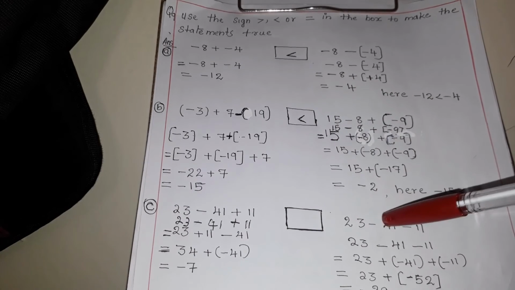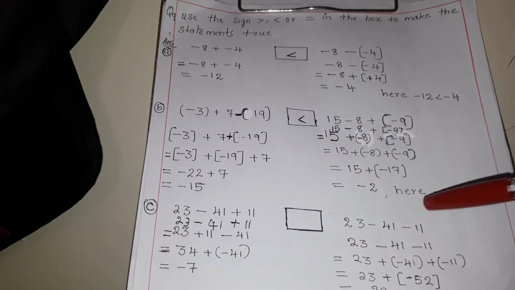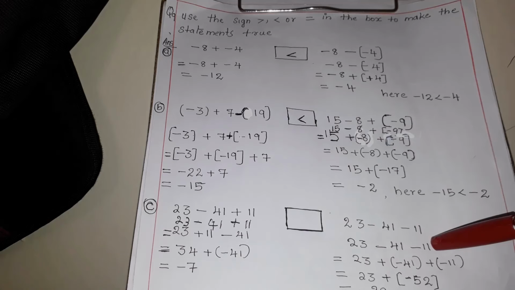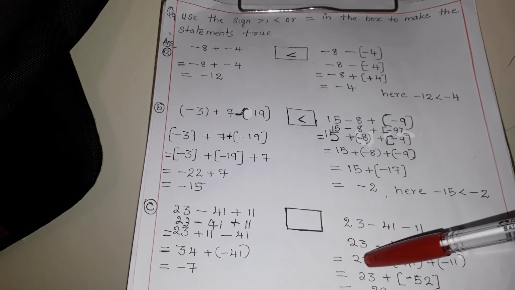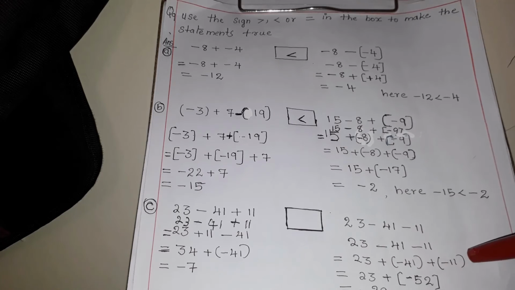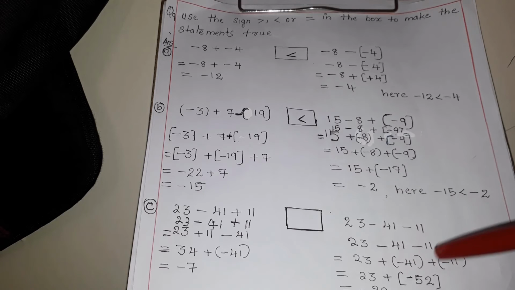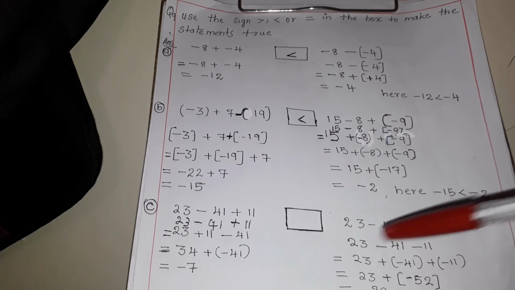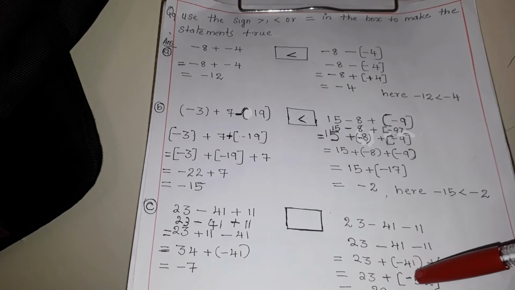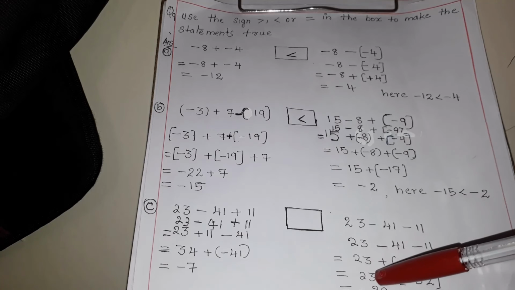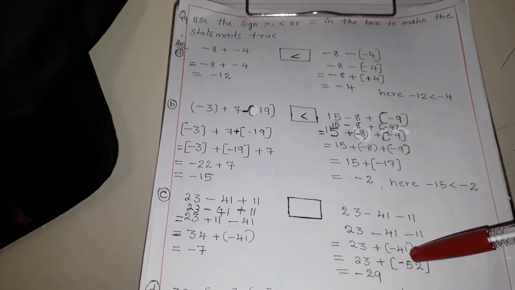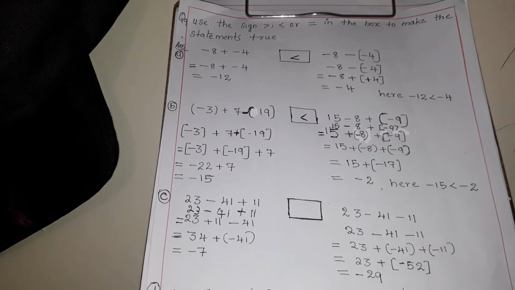Then 23 minus 41 minus 11. So write the question again. 23 minus 41 minus 11. Then we can write 41 like this, plus minus 41 plus minus 11. Then what is minus 41 plus minus 11? We get minus 52. Then 23 plus minus 52. Then you have to find the difference. 52 minus 23. So what is the answer? 29 we get. Then you have to put the greater sign, that is minus 29. Isn't it?